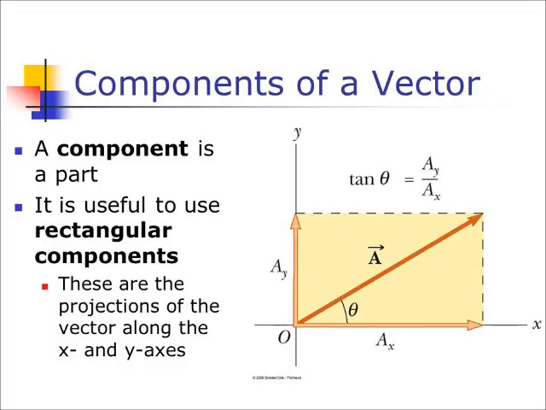We can calculate ax based on the cosine function, where cosine theta would equal ax over a. And we can calculate ay using the sine function, where sine theta would equal ay over a. Or in other words, ax equals a cosine theta, and ay equals a sine theta.